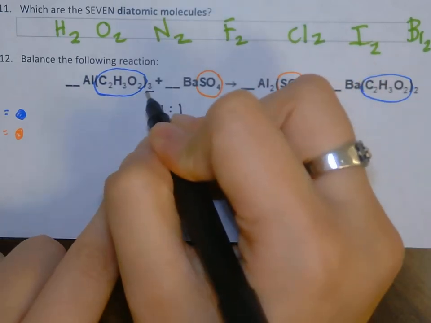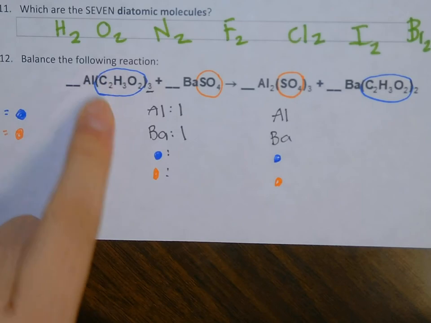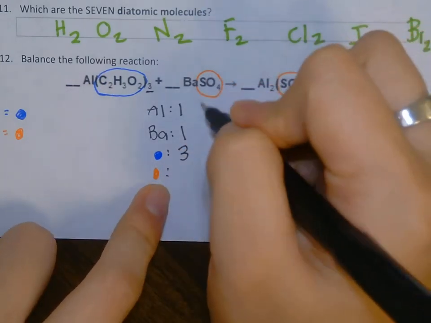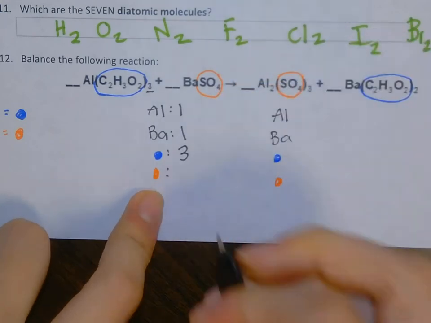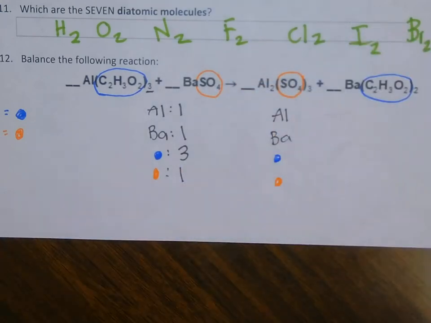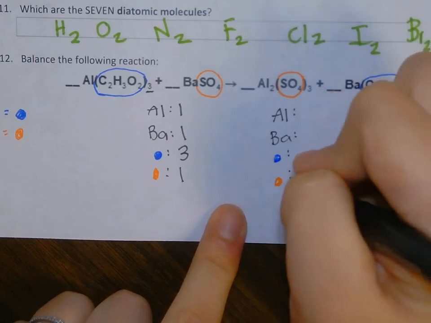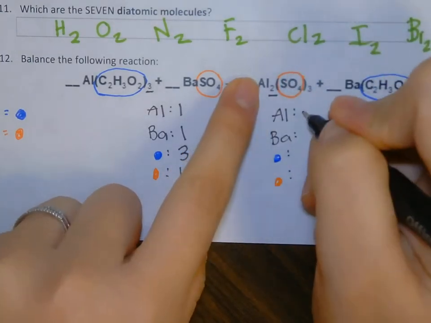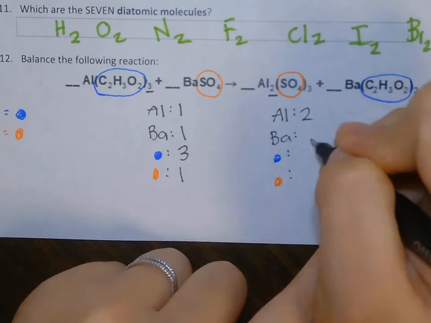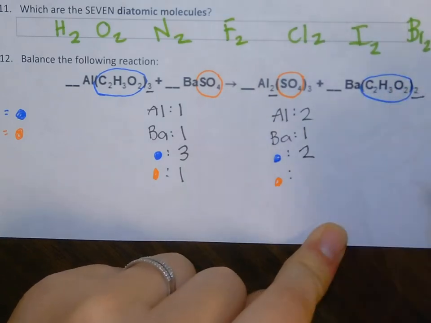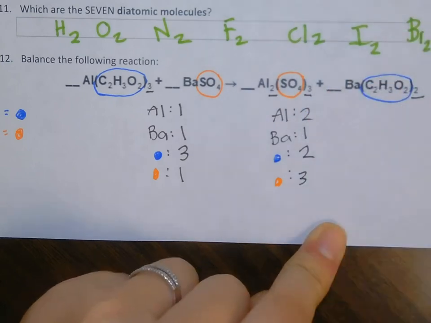I have a 3 next to my blue circle stuff, so that means I have 3 blue circle stuffs. And I have no numbers next to my orange stuff, so I have 1 orange stuff. On my product side, I have 2 aluminum atoms, 1 barium because there's no number next to it, 2 blue stuff, and 3 orange stuff.